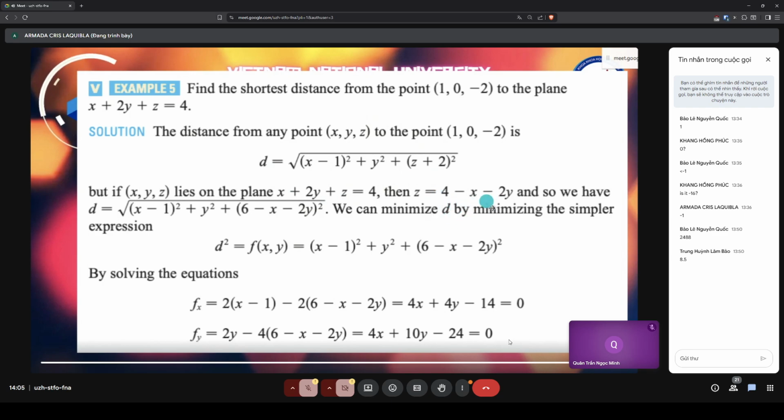Now we substitute this in our z here. We have a plus 2 there, so 4 plus 2 becomes 6. And then copy negative x minus 2y, squared. And this is now your new formula for the d. And we have a square root.